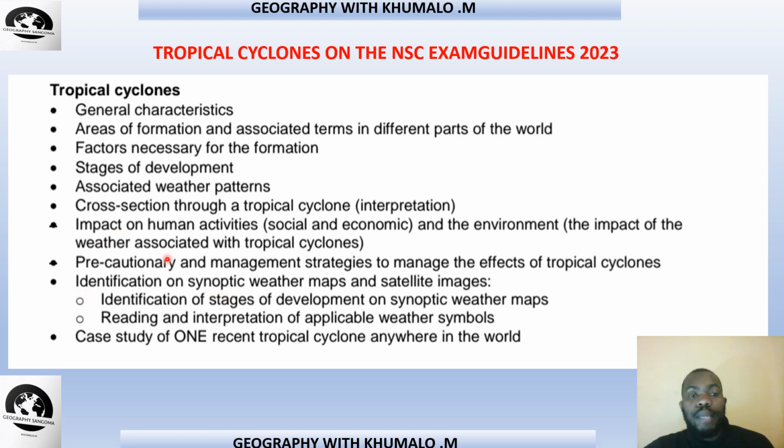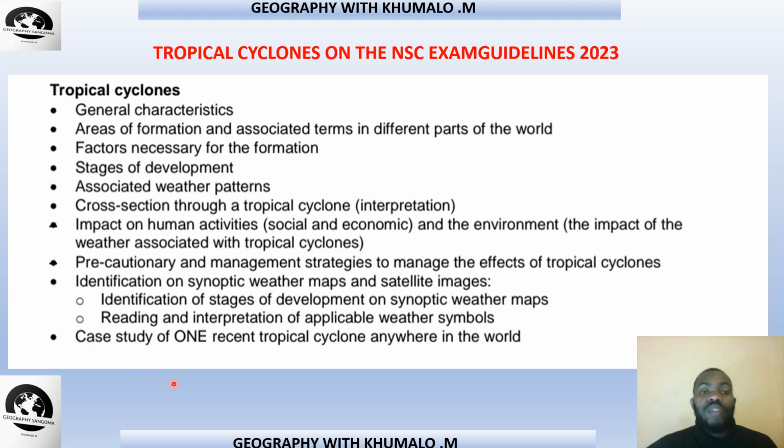We are going to look at the impact on human activities, social and economic, and the environmental impact of weather associated with tropical cyclones, the precautionary and management strategies to manage the effects of the tropical cyclone, the identification of synoptic weather maps and satellite images, identification of stages of development on a synoptic weather map, and the reading and interpretation of applicable weather systems or weather symbols. And we must look at different case studies of a recent tropical cyclone anywhere in the world.